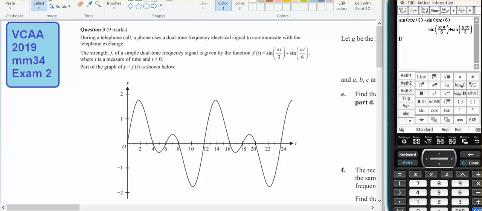This is for mathematical methods. It comes out of the VCAA 2019 exam 2, question number 3. So what do we have here? During a telephone call, the phone uses dual tone frequency to communicate.